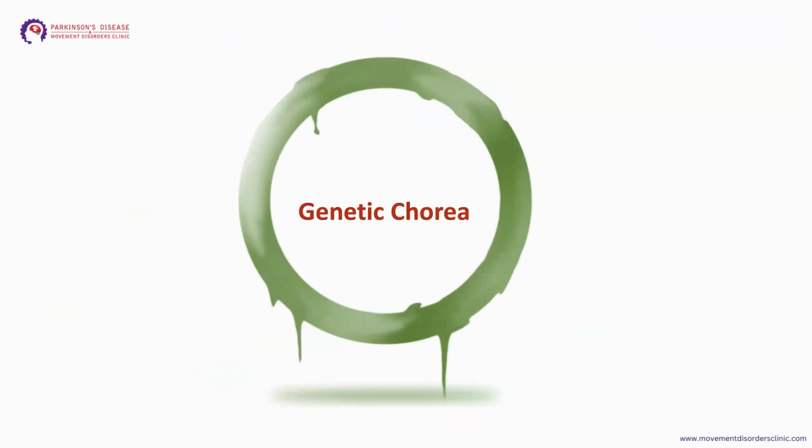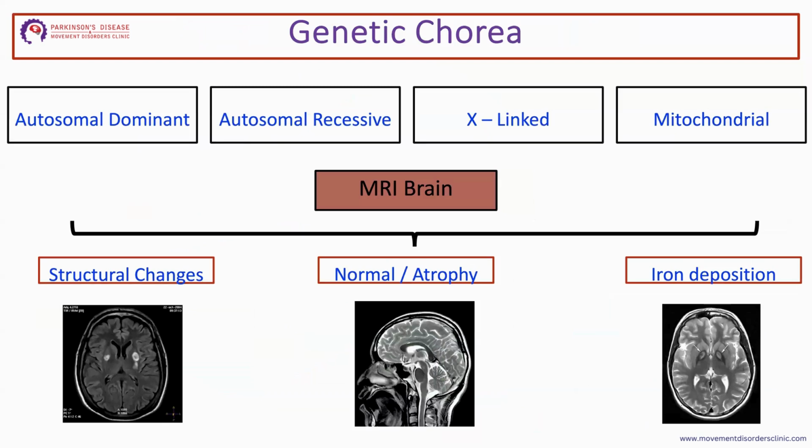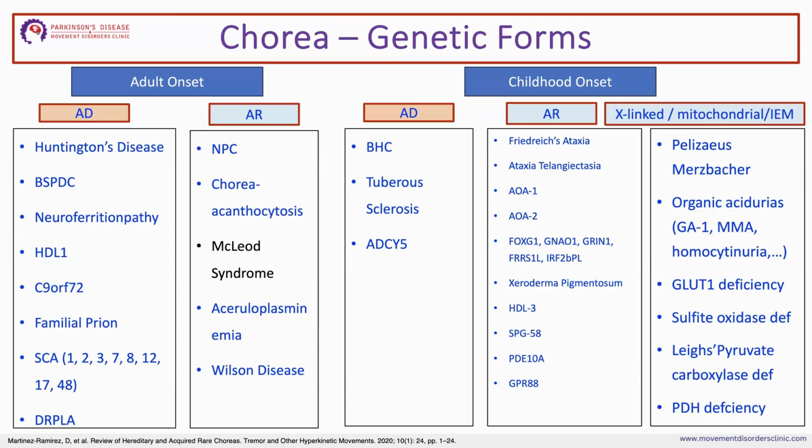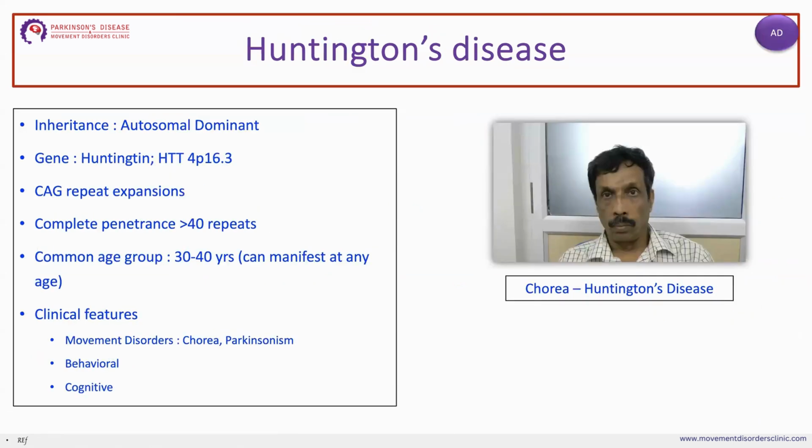So now coming into genetic choreas. As I told in my initial slides, genetic choreas can be autosomal dominant, autosomal recessive, X-linked, or mitochondrial. There are various adult onset and childhood onset choreiform disorders, which are autosomal dominant, autosomal recessive, X-linked, mitochondrial disorders, or inborn errors of metabolism. It's difficult for me to cover all these things in detail.